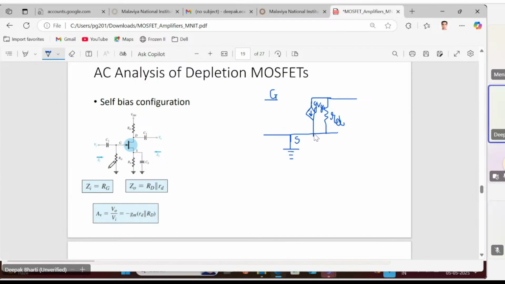Okay, and what about RG? RG is connected between gate and ground. Where is gate? Gate is here, and the ground is at source. Okay, so this is RG. And what about RD? RD is connected between drain and the VDD. As per the rule, VDD should be put to ground. So RD is connected between drain and the ground. So this was the drain terminal. So RD is connected between drain and ground.